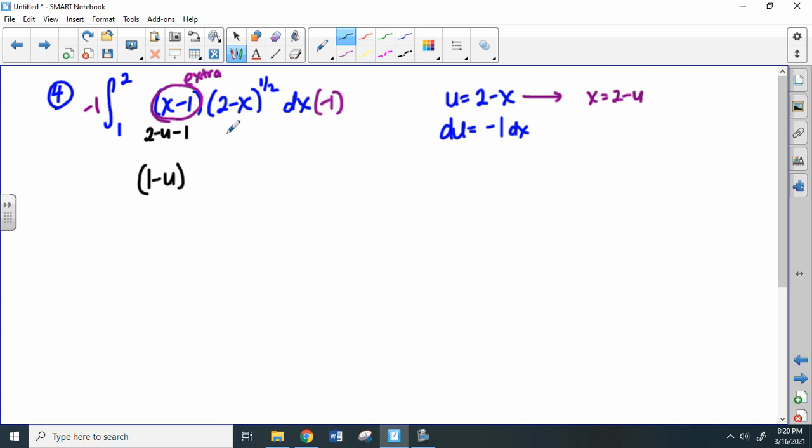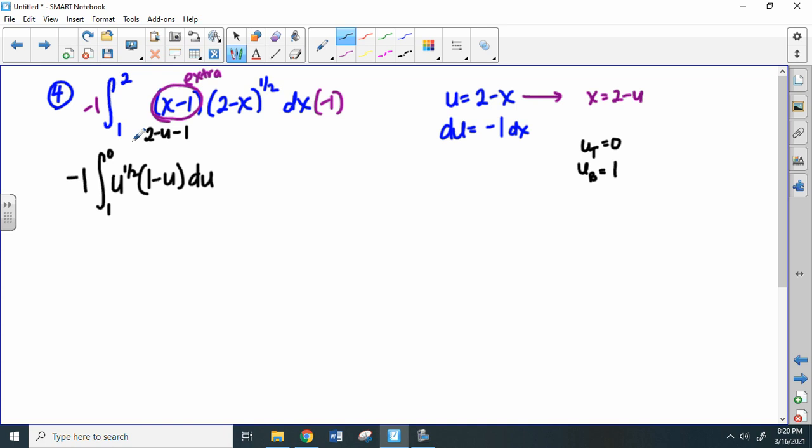The 2 minus x raised to the 1/2 is my original u to the 1/2. Still have the -1 in front. The dx times -1 is my du. And so the only thing I have left to do is change my bounds. So I need a top bound by plugging in 2 for x, and I need a bottom bound by plugging in 1 for x. Interesting.